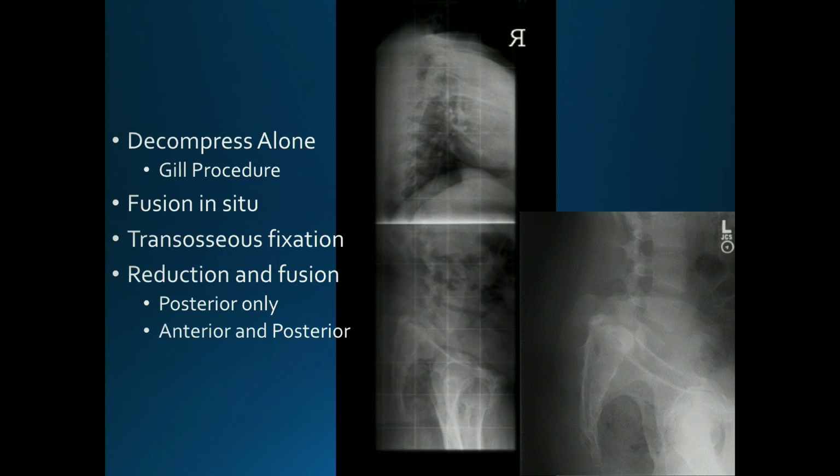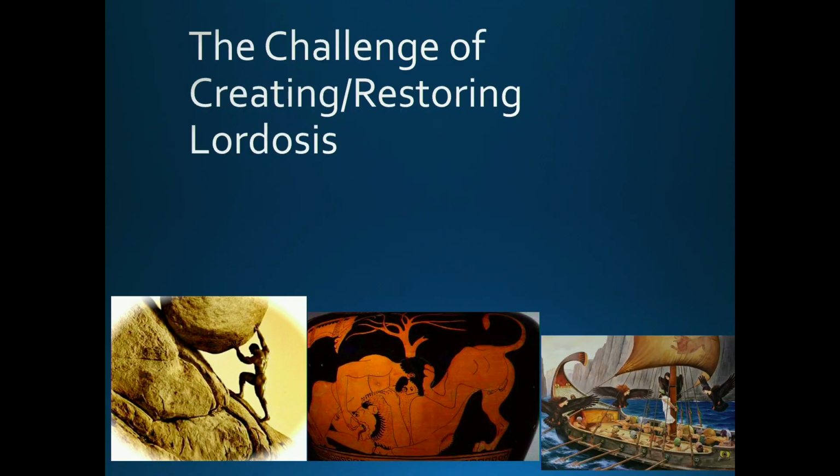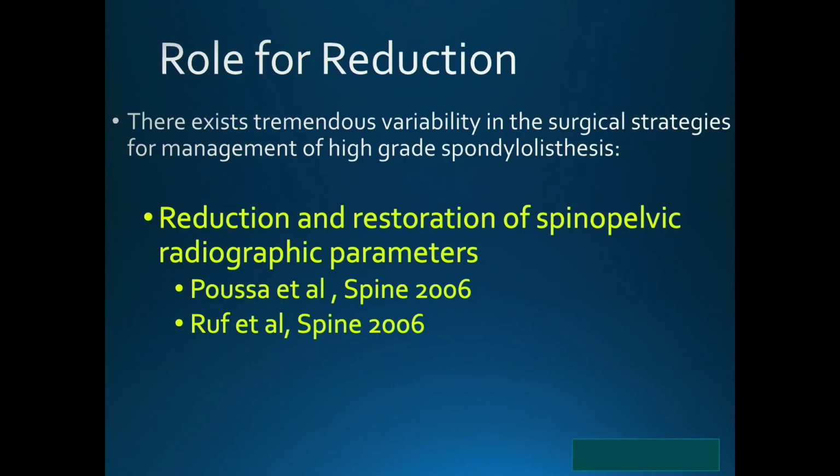So our strategies could include decompression alone, and that's certainly something that historically has been used, and obviously a high degree of progressive deformity with that. Fusing in situ, a lot of present-day advocates of that, I'll show you. Fusing transosseous perhaps gives us better stability, but at the same time, maybe less opportunity for reduction. And then what are our opportunities to actually reduce the deformity? And these parameters I think we've gone through already, but the slip angle being the important parameter we want to reduce. So this becomes a challenge surgically of how do we create lordosis in the patient who's kyphotic?